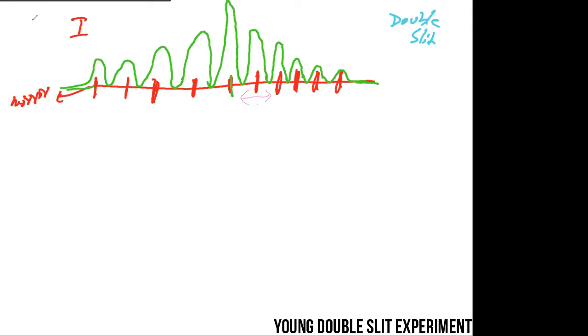And that will depend on what? That is W. That will depend on the wavelength of light. That will depend on the distance between the mirror and the slit. That will depend on the distance between the slits.